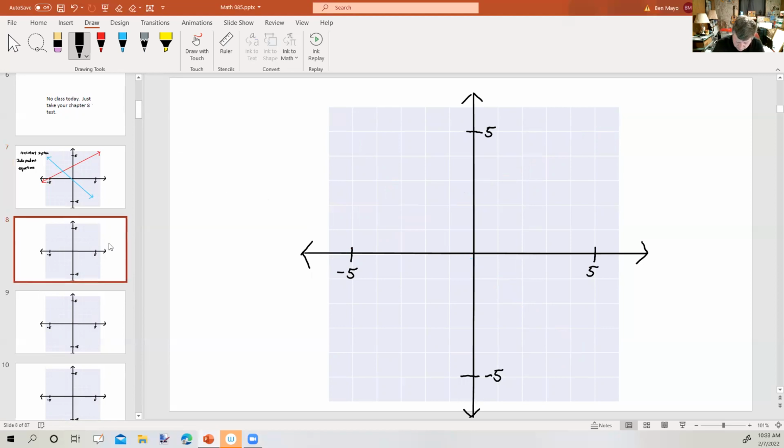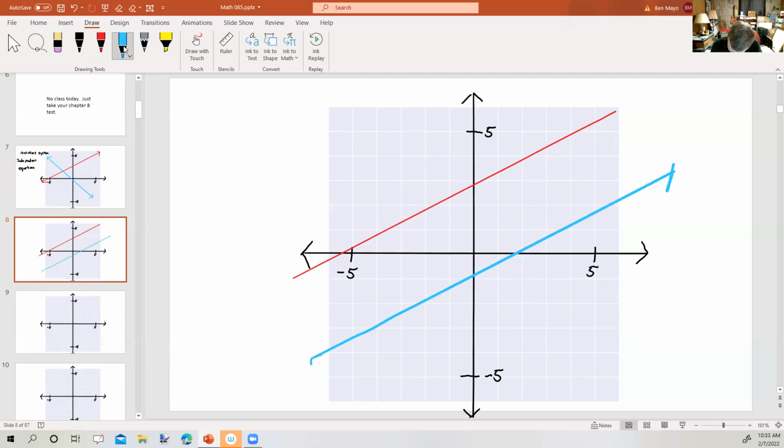Let's look at another possibility. Here we have a situation where the two lines are parallel. This is known as an inconsistent system because it has no solution, but the equations are still independent from one another.